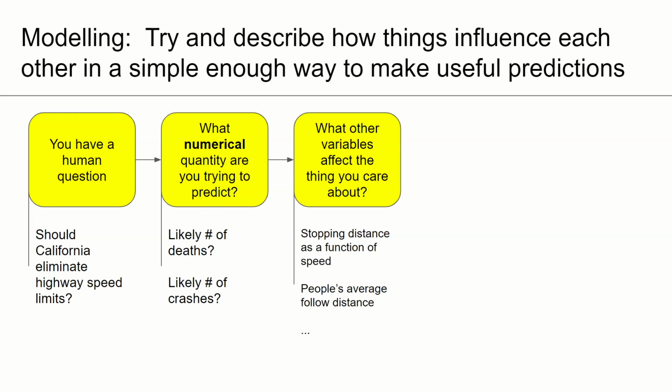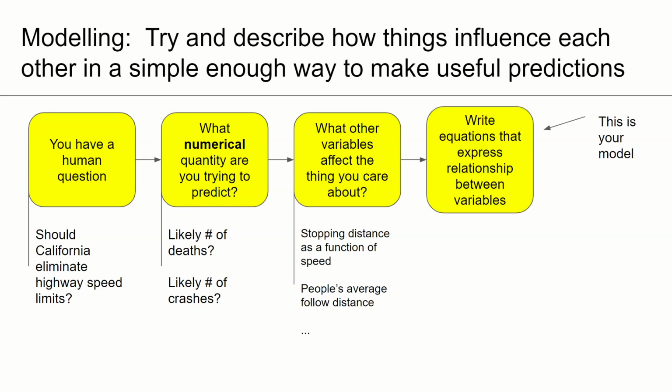And so if we have a model that tells us the stopping distance people require, and we also know what people's average follow distance is, that would let us maybe start quantifying how frequently we think people are likely to crash into each other if the speeds are increased. And so again, once you've started to identify some variables that you care about, you try and write equations that express relationships between your variables, and that's your model.